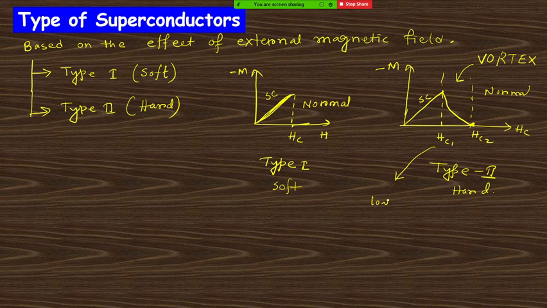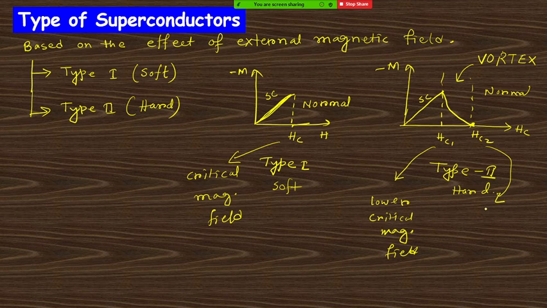This is called the lower critical magnetic field. This is the critical magnetic field. And this is the lower critical magnetic field. And this is the higher critical magnetic field. Okay.